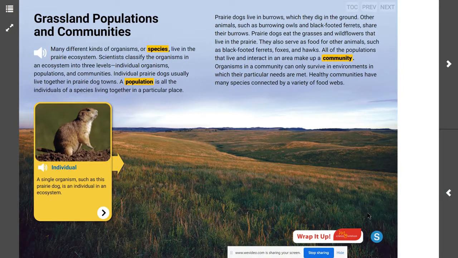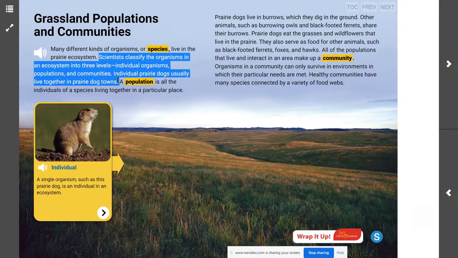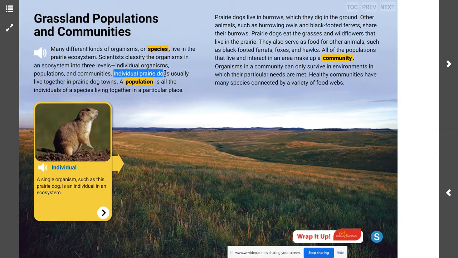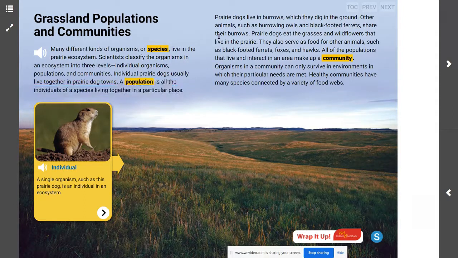Now, our goal as we read today is to learn how individuals, populations, and communities make up an ecosystem. Many different kinds of organisms or species live in the prairie ecosystem. Scientists classify the organisms in an ecosystem into 3 levels: individual organisms, populations, and communities. Individual prairie dogs usually live together in prairie dog towns. A population is all the individuals of a species living together in a particular place.